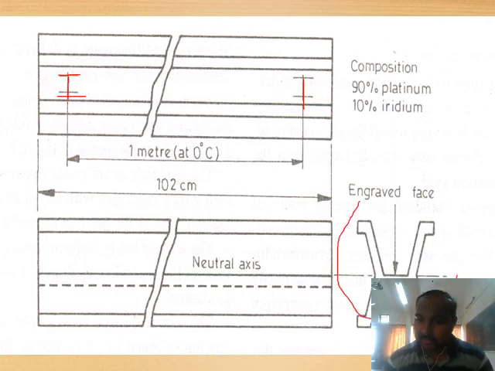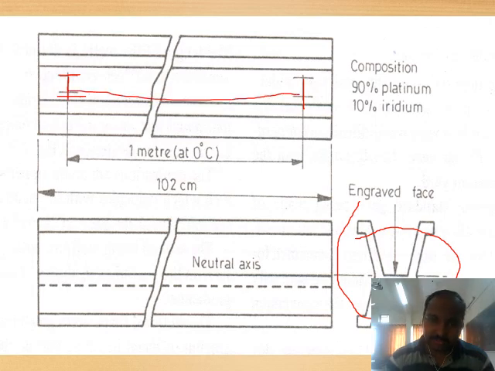The whole meter bar is maintained as a web cross section, and a neutral axis is drawn so that we can understand if there is any deviation, and stability is maintained. The distance between these two parallel lines is equal to 1 meter, which is 100 centimeters or 1000 mm, and the total length of this web is 102 centimeters. This standard meter bar is maintained at 0 degrees Celsius, as I mentioned, and its composition is 90% platinum and 10% iridium. So this is about the linear measurements.